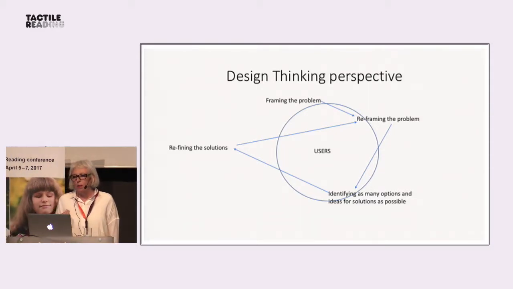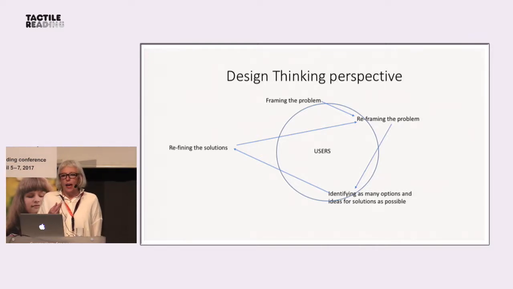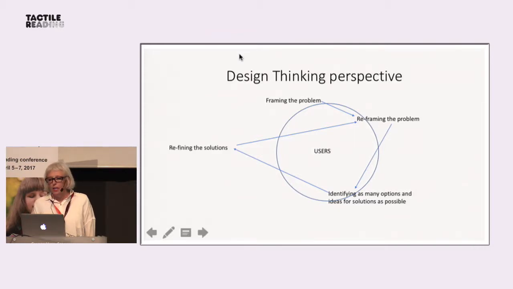So you start with the problem or the ideas you have, and you reframe the problem and the ideas, and identify as many options and ideas for solutions as possible. And then you have to refine the solution and then go back again to reframing the problem. So this is a kind of circular process where you see how you can work. And my question is, how can you put the child as a user, and what will it mean?